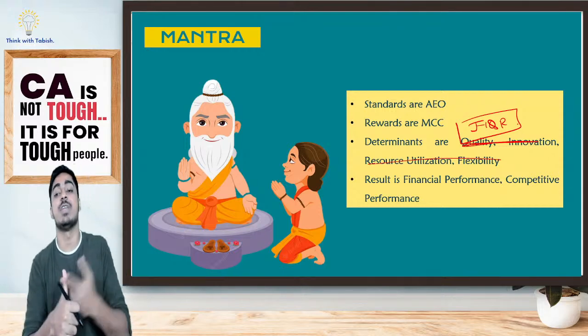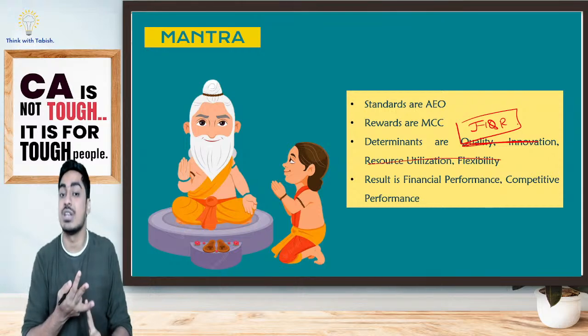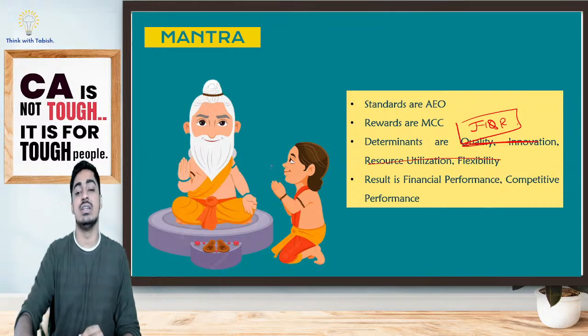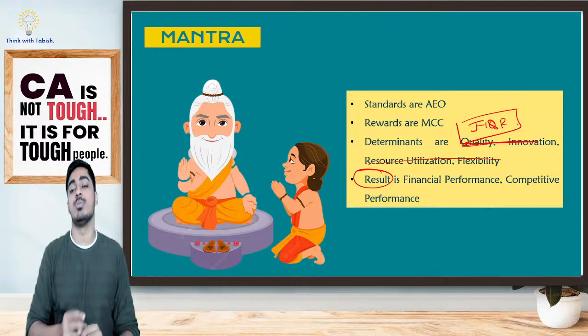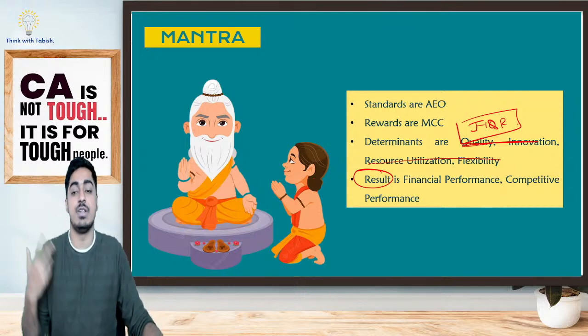F stands for flexibility, I stands for innovation, Q stands for quality, R stands for resource utilization. And my results are financial as well as competitive. Is it clear, everyone? Repeat with me, students. Everyone, repeat with me in your mind.